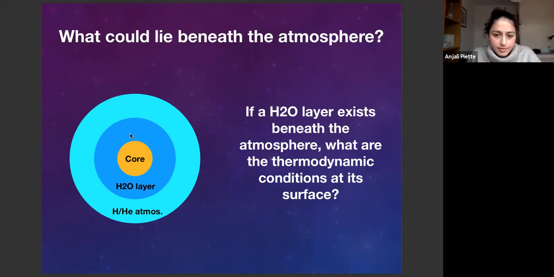And so if we know the temperature profile in the atmosphere, we know that whatever temperature and pressure conditions are at the base, they are the temperature and pressure conditions at the surface of this potential water layer. And it can actually tell us what phase we would expect at this surface. So what we wanted to do was to look at how these different atmospheric conditions could affect a potential surface with a water layer deeper down.